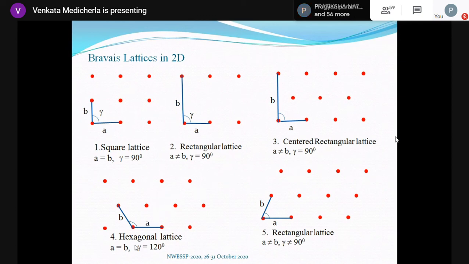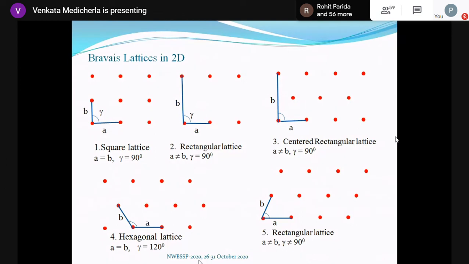And this is not rectangular. This is a mistake I've written. This should be the oblique lattice. The fifth one is actually the oblique lattice. It's not rectangular; rectangular is already there. Probably I cut and pasted it, so it remained. The fifth one is actually called the oblique lattice, meaning A and B are not equal and gamma is not 90 degrees. These are the only 5 possibilities you get in 2 dimensions.